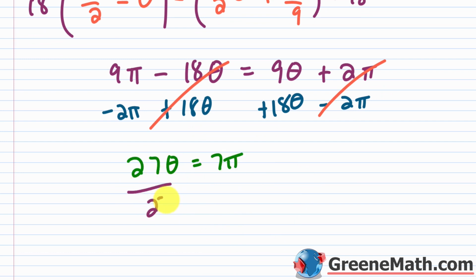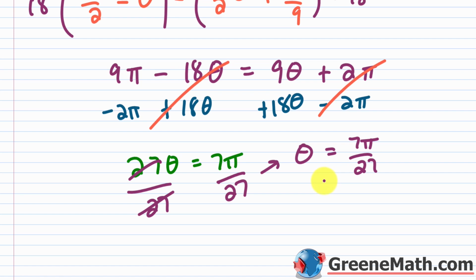I'm just going to divide both sides of the equation by 27. This cancels, and we're going to say that theta is equal to 7 pi over 27. So again, this is only one solution of an infinite number of solutions. So when we get to solving trigonometric equations, I'll show you how to get the full solution set.